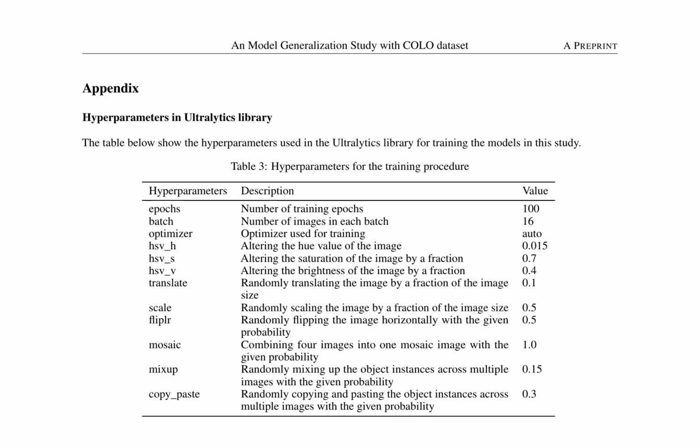The hyperparameters are set to specific values: 100 epochs, a batch size of 16, an auto-selected optimizer, and various fractions for image augmentations. For instance, the hue value is altered by 0.015, saturation by 0.7, and brightness by 0.4. The images are randomly translated by a fraction of 0.1, scaled by 0.5, flipped horizontally with a probability of 0.5, combined into mosaic images with a probability of 1.0, mixed up across multiple images with a probability of 0.15, and copied and pasted across images with a probability of 0.3.